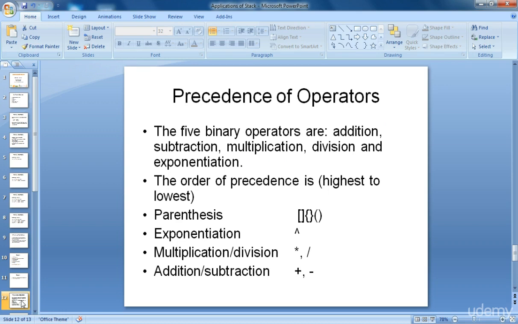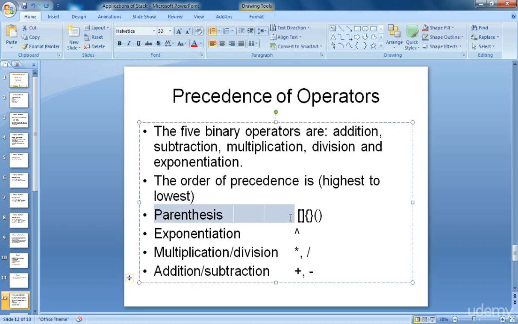Now, precedence of operators. We will use binary operators: addition, subtraction, multiplication, division, and exponentiation. In the order of precedence, parentheses are the highest. Then we have exponentiation, which is power, like 2 power 3 is equal to 2 multiplied by 2 multiplied by 2, that is 2 to 4, 4 to 8, right? Then we have multiplication and division, and last we do addition and subtraction.